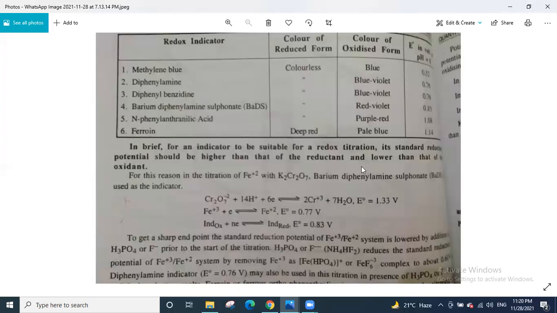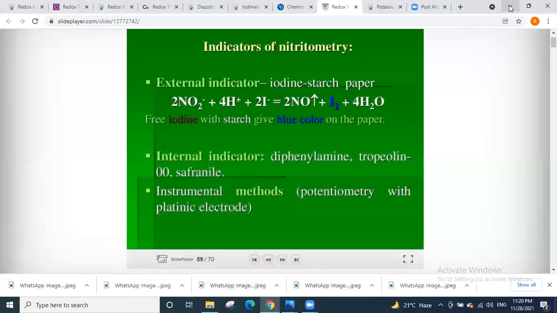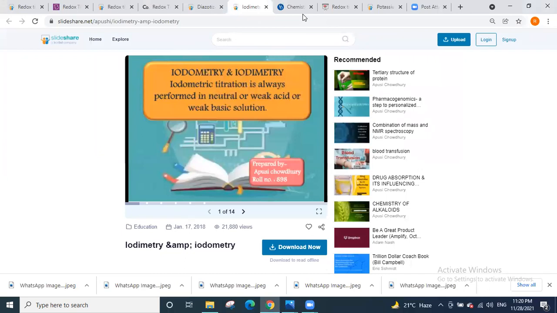Now we discuss the third type of titration, iodo and iodimetric titration, in which the titrant is iodine. Iodine can be used in two ways, direct and indirect titration. If it is a direct titration with iodine, then it is called iodimetry.